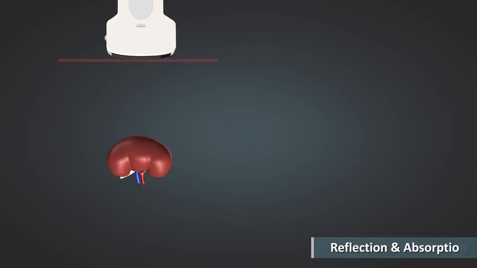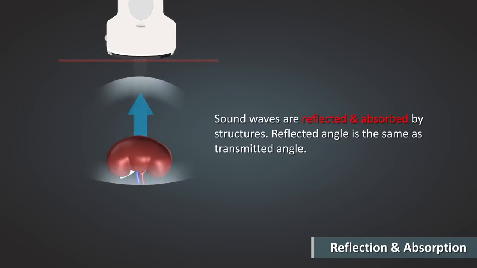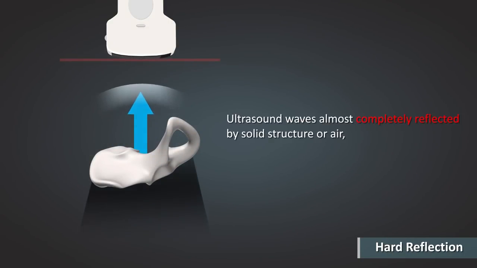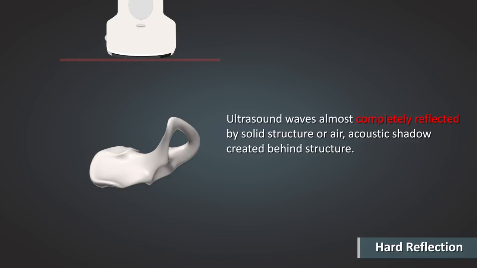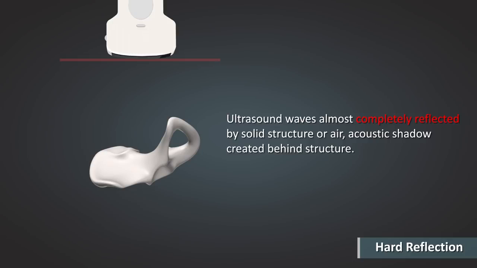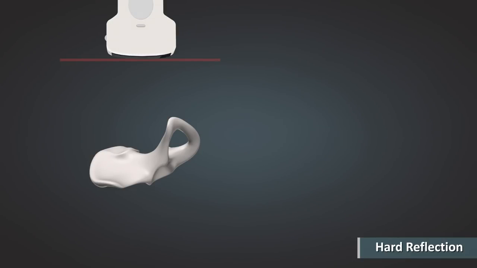Reflection occurs when a sound wave encounters a boundary between two different media, such as between tissue and bone. Some of the wave bounces back toward the source of the echo. The reflected angle of incidence is identical to the transmitted angle of incidence. Structures such as bone are strong reflectors, which means that most of the incoming wave is reflected by the structure. In this case, an acoustic shadow will be created.